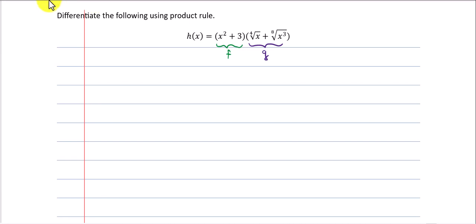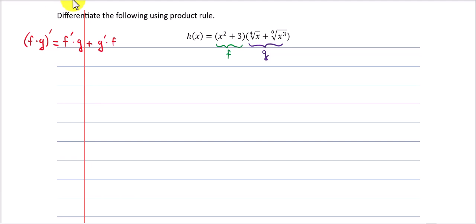According to the product rule, when f times g, and then when we take the derivative, the rule says that it is equal to f prime times g plus g prime times f. So first thing, we have to find the individual derivative for f and g.